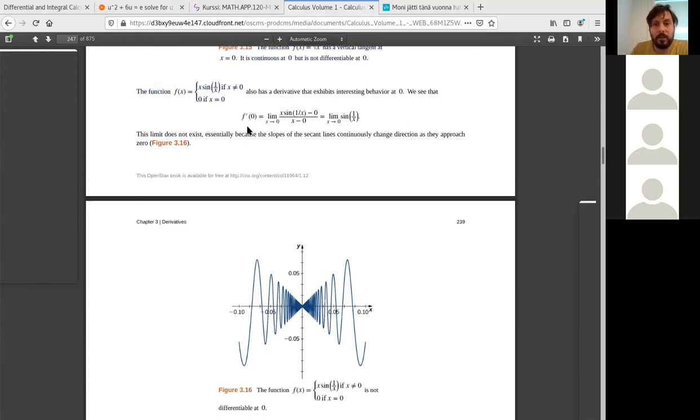The problem with the derivative here is that we can't really say anything about it, because it goes up and down, and if we start zooming in on the origin in this picture, it's just going to look like this. The picture will look like this all the time. No matter how closely we zoom in on this, it will just look like this.